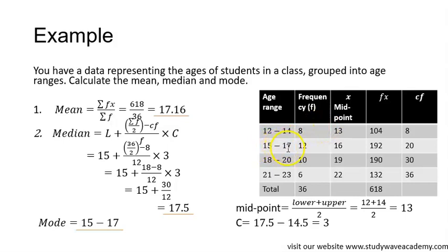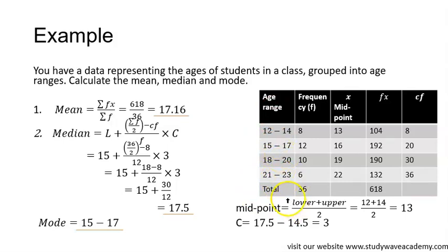15 plus 17 divided by 2 is going to give you 16. 18 plus 20 divided by 2 is going to give you 19. 21 plus 23 divided by 2 is going to give you 22. I hope you're not confused. We are looking for x, which is the midpoint of this age range, okay?